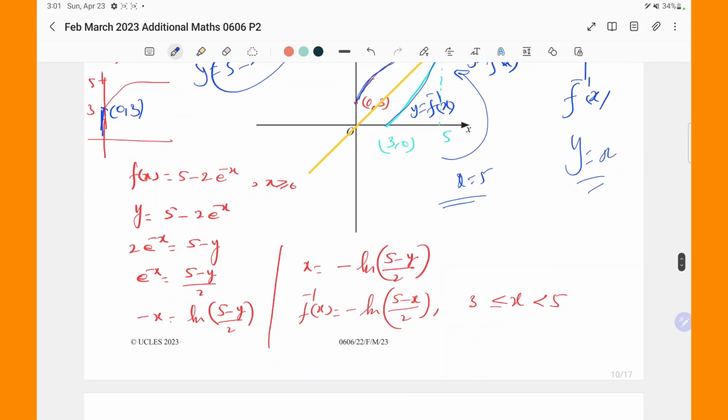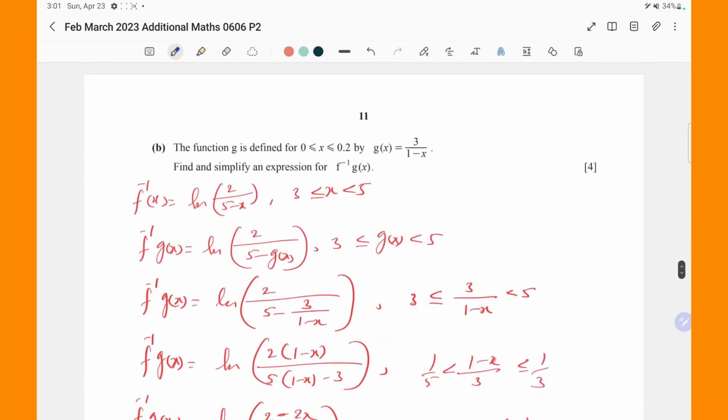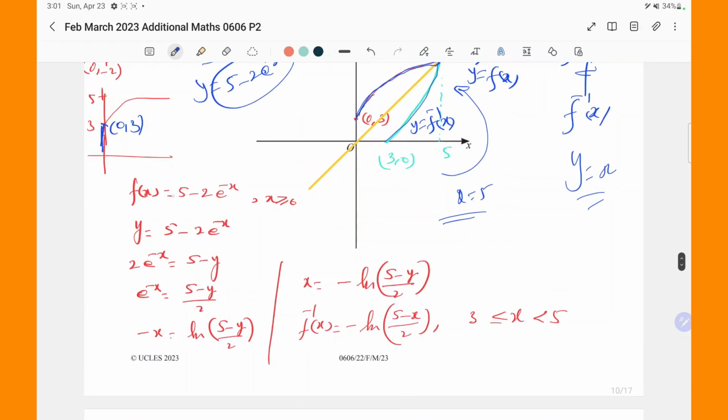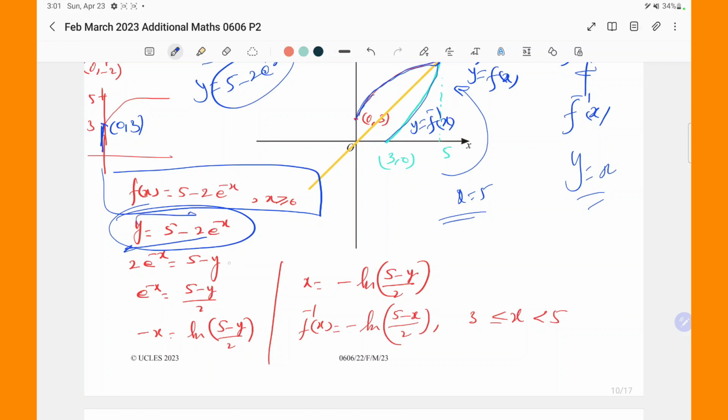Okay, what do we need to find now? Here I try to find f inverse also, because I need it. So f(x) is 5 minus 2 e to the power minus x, x greater than or equal to 0. Now y equals 5 minus 2 e to the power minus x. Now I need to make x the subject, so I have to rearrange. Shift 5 to this side, y to this side: 2 e to the power minus x equals 5 minus y, divide by 2. Then apply ln on both sides, and then minus x will come.